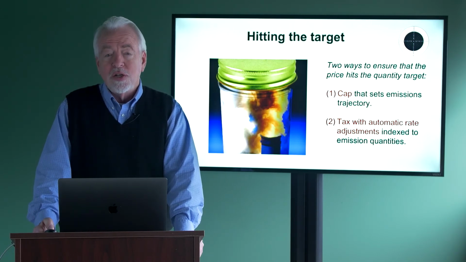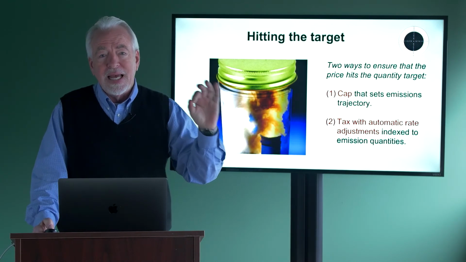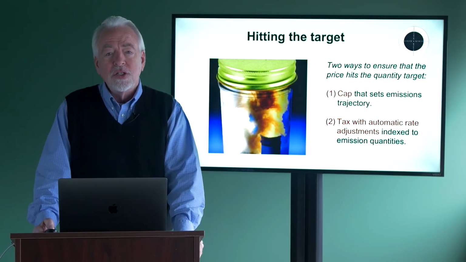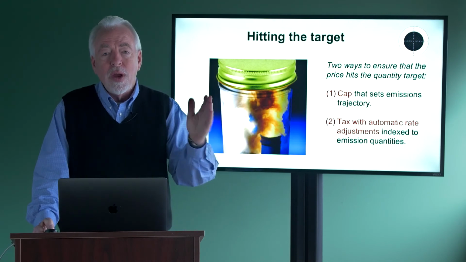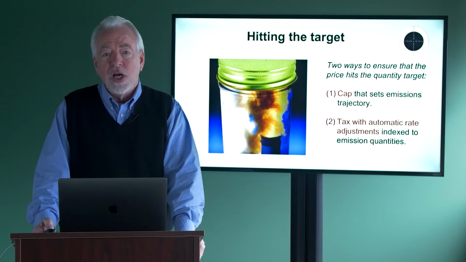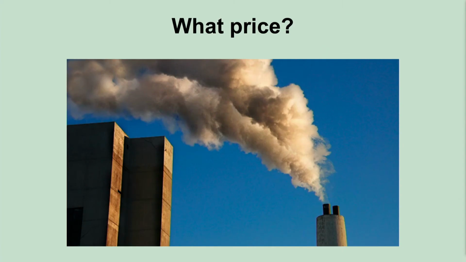But if you're going to do that and you want to be sure you hit the emissions reductions target, what you need to do is index that tax. You need to key that tax to the quantity of emissions. And so every year the tax rate would adjust as needed in order to achieve the emissions reductions objectives. Either one of those is a way to use the price to ensure that you stay within that emissions envelope. What price it should be, what prices are we talking about? Well, I'll discuss that more in the next episode.